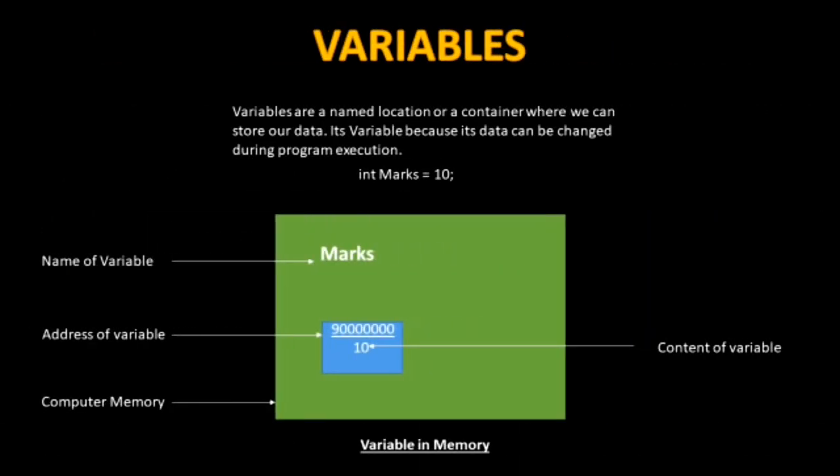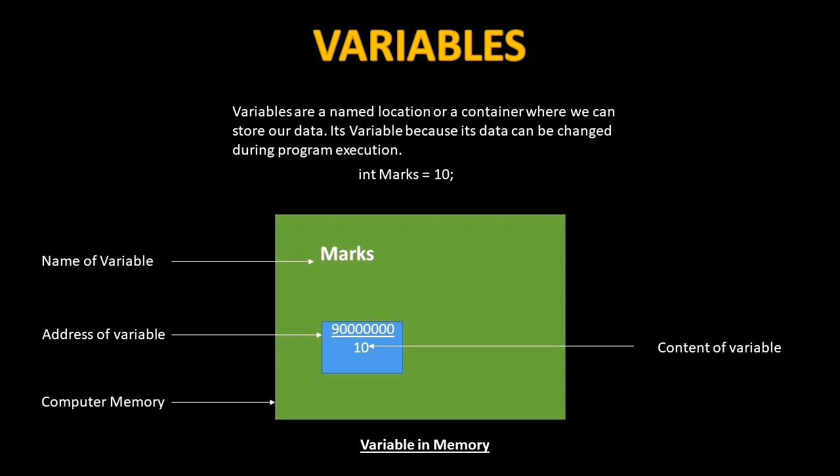Now let's see what variables are. A variable is a named location, or simply a storage or container where we can store our data. The good point about variables is that they are changeable, so we can change their value during program execution. Here we have an example: integer marks having value 10. Integer is a data type and marks is the name of the variable.